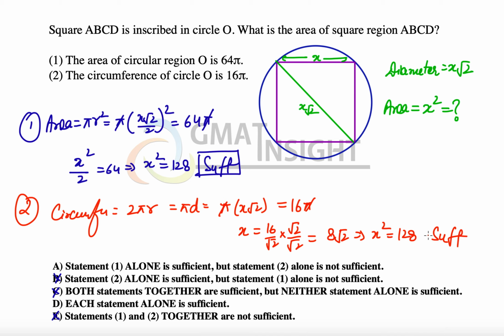Therefore the second statement as well is sufficient to answer the question, and the final answer of the question becomes option D, because each statement alone is sufficient to answer the question.